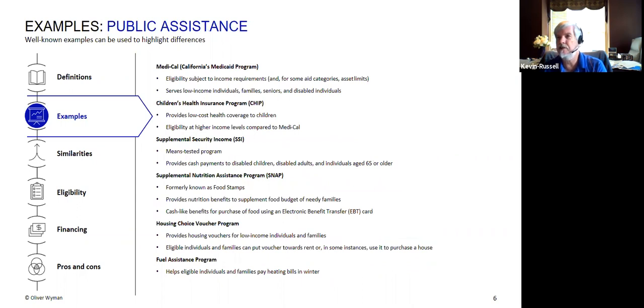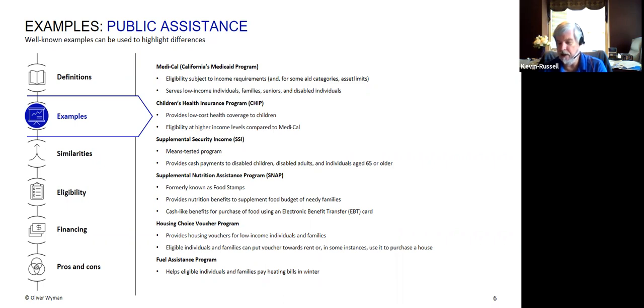Moving now to slide 6, examples of public assistance. First we have Medi-Cal, that's California's Medicaid program. Eligibility is subject to income requirements and in some aid categories, asset limits. And it serves low-income individuals, families, seniors, and disabled persons. Eligibility for Medicaid is based on income compared to the federal poverty level. That federal poverty level varies by family size.